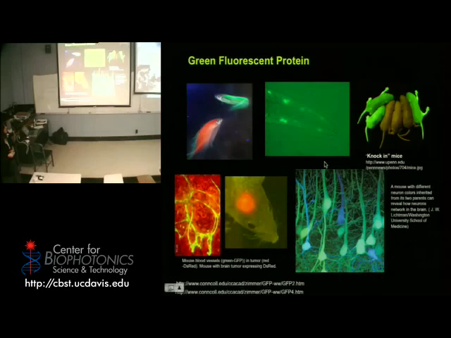Another example here is a tumor in the rat where the tumor cells are being transfected with a red fluorescent protein, and the endothelial cells, the cells that form the blood vessels, are transfected with green fluorescent protein. So now you can observe exactly how these intermingle and how the blood vessels are growing into the tumor to allow that tumor to grow.